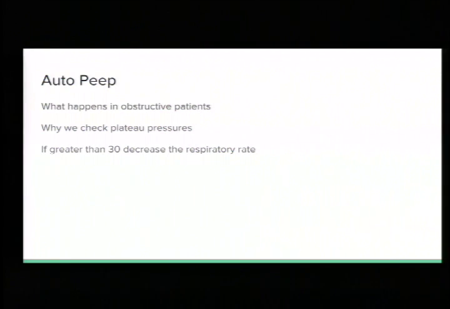So again, this is why we check plateau pressures, not peak. These patients' peak pressures are going to be crazy high. They might be 40, 50. If the plateau is greater than 30, you don't need to change their tidal volume. You need to change their rate and give them more time to exhale, because that means they're still auto-PEEPing, and you need to give them more time to exhale. So sometimes you have to drop the respiratory rate down to 8 in order for them to get rid of some of that auto-PEEP, and then you may have to go back up.